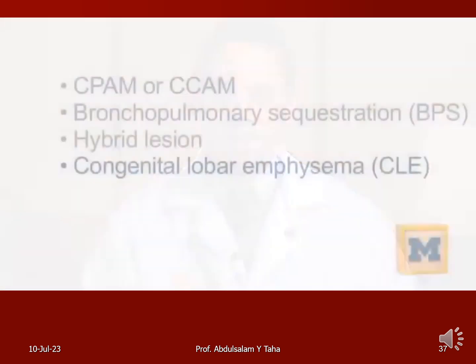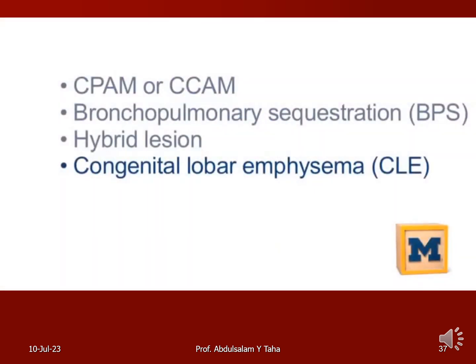The fourth category of lung lesions is known as a congenital lobar emphysema, or CLE. These lesions are very rare and are composed of cystic lung that is very floppy and stretched out, such that at birth these lesions collect and trap a lot of air and grow larger and larger in size, kind of like a balloon.